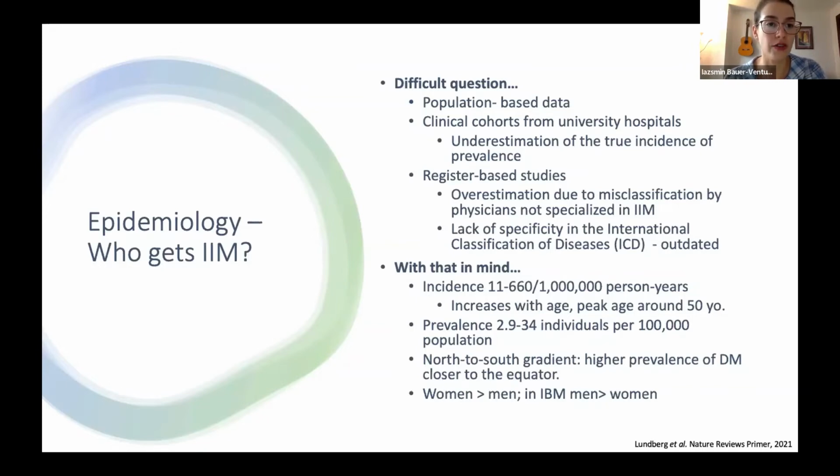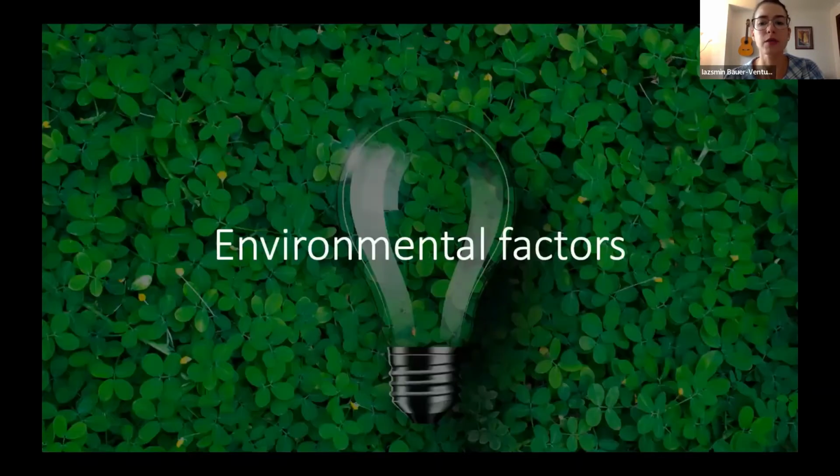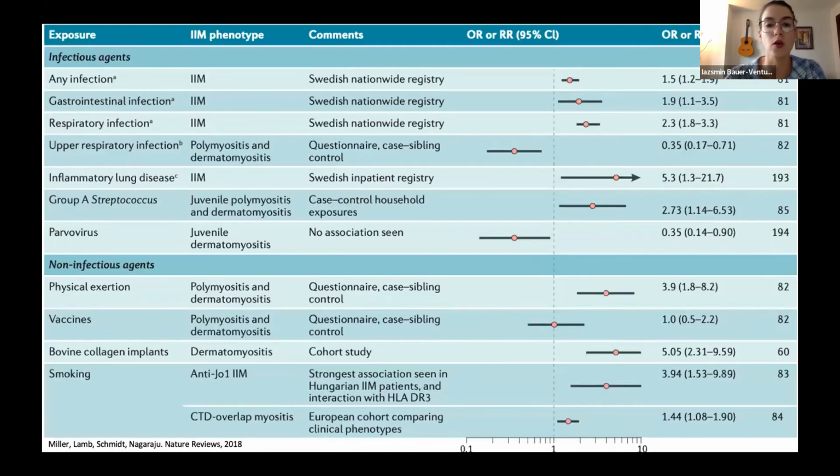And most patients affected, as is usually the case in systemic rheumatic diseases, are women. However, this is the first exception that we're going to talk about: inclusion body myositis, which affects mostly men compared to women. Let's talk about some of the risk factors that we have identified in the development of inflammatory myopathies. So this is an overall table bringing the most important studies.